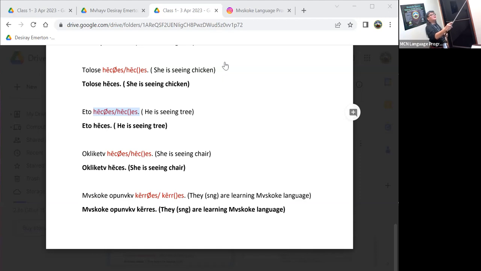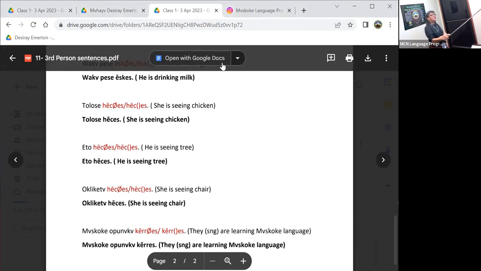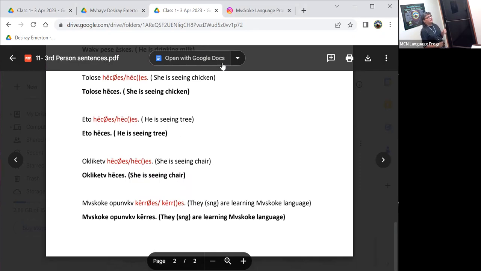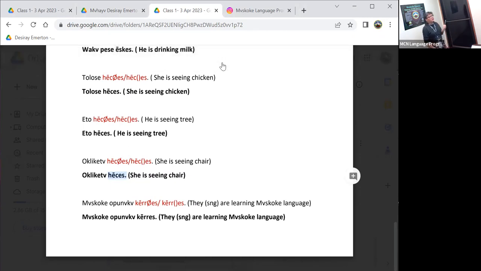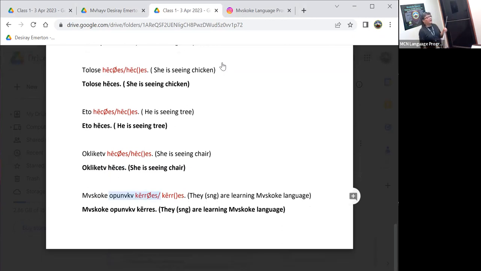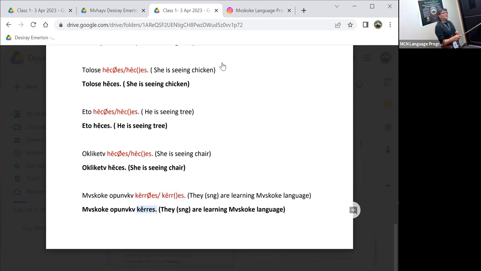Someone is seeing. Okay. She is seeing, yeah. Someone is seeing, like he is seeing, she is seeing, it is seeing, they are seeing. Okay. Oklegida hijis. She is seeing a chair. And like I said, that conjugation could be he, she, it, or they. Mvskoke upanaga kites. They are learning Mvskoke. And that's still singular. You're still talking about one person. This is the placeholder, and this is the final version.